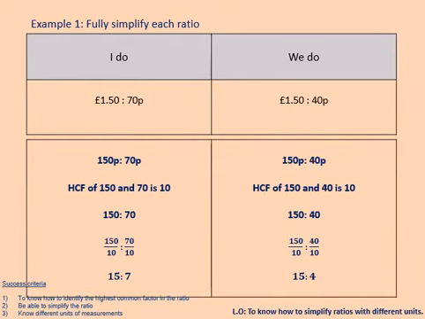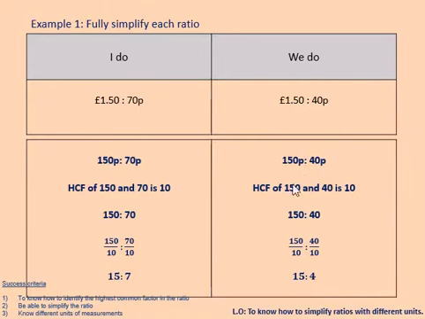Okay, so for the we do, we've got £1.50 to 40p. And like I said, your first step should always be getting both of these parts of the ratio to the same units. So converting these pounds to pence, that's what we're going to do. So £1.50 goes to 150 pence. 40 pence remains the same. Now they're both in the same units.